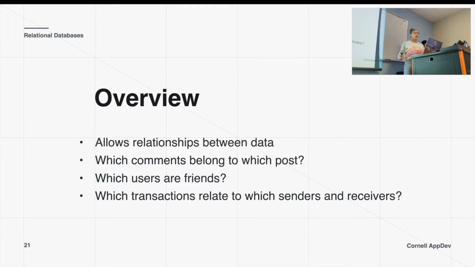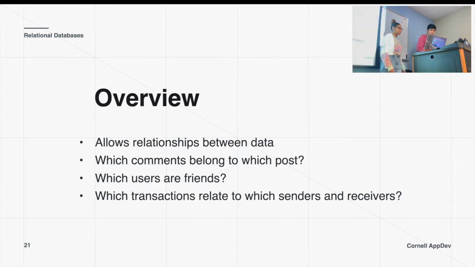We have, moving on to users and friends. Several users could have many friends, and then of those friends, they could also have different users being their friends. So how do we know which users? Okay, yes. So one user can have many friends, and then of those friends, they can also have many friends. So many to many. And then touching on PA2, we have which transactions relate to which senders and receivers. So we have many senders, many receivers, and then how do we relate those transactions between those senders and receivers?